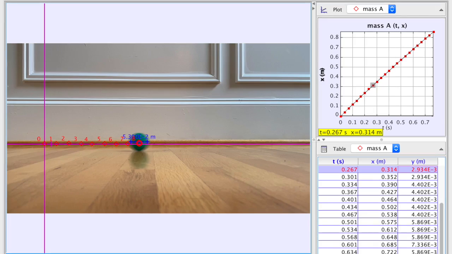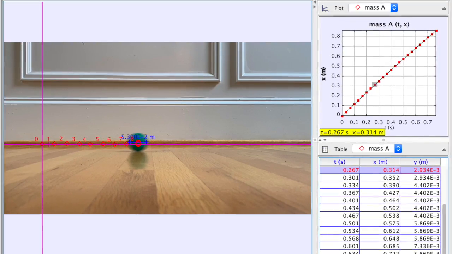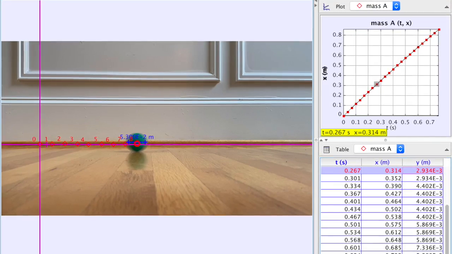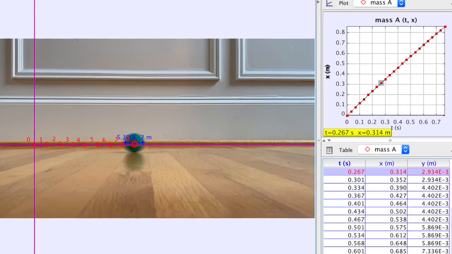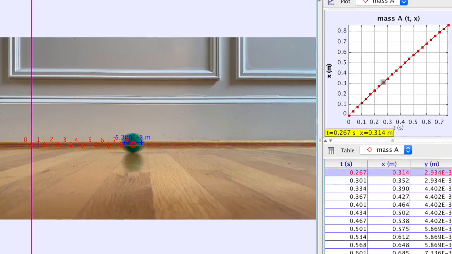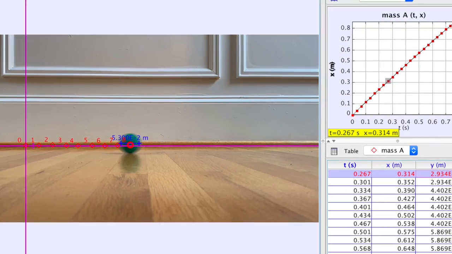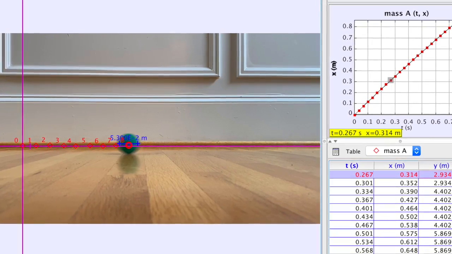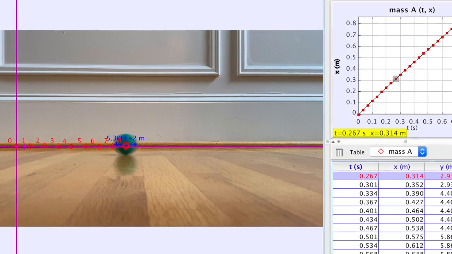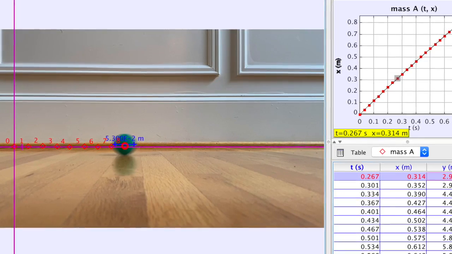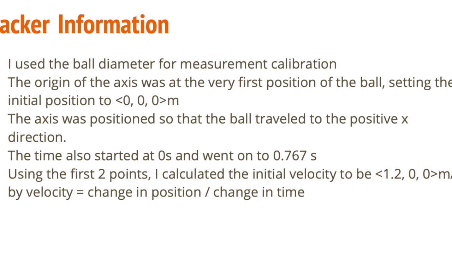In Tracker, I used the ball diameter for the measurement of calibration. The origin of the axis was at the very first position of the ball, setting the initial position to 0.00 meters. Throughout this whole experiment, I neglected the y-axis due to the fact that we were experimenting with the x direction. The axis was positioned so that the ball traveled to the positive x direction. The time also started at 0 seconds and went to 0.767 seconds.